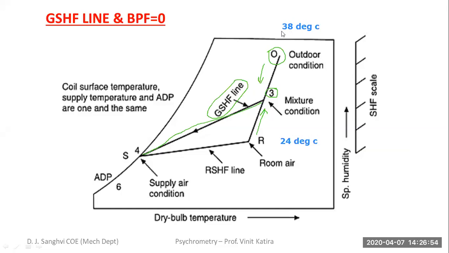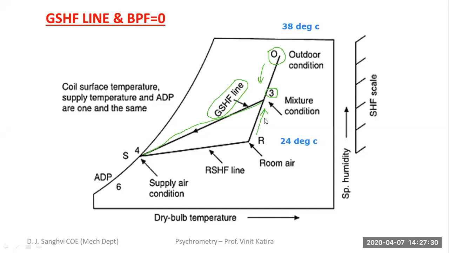Whenever mixing between these two conditions happens, the resultant air is going to have properties in between these two. That is acceptable to all. Depending on the fraction of whichever air is greater, this mixture condition is going to be closer to that point. For example, if 75% room air is mixed with 25% outdoor air, then point 3 will be closer to this room air.